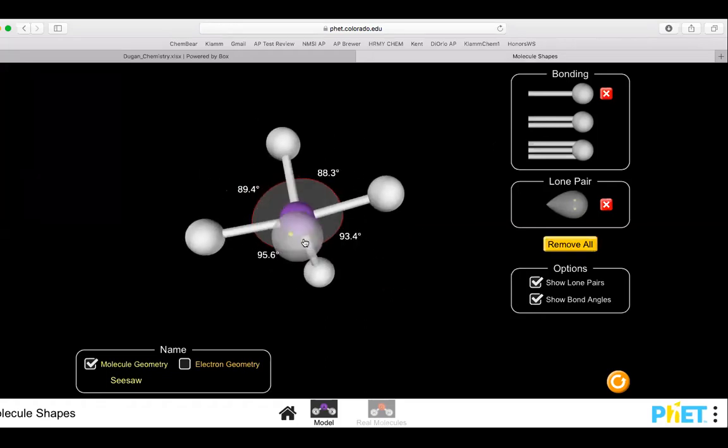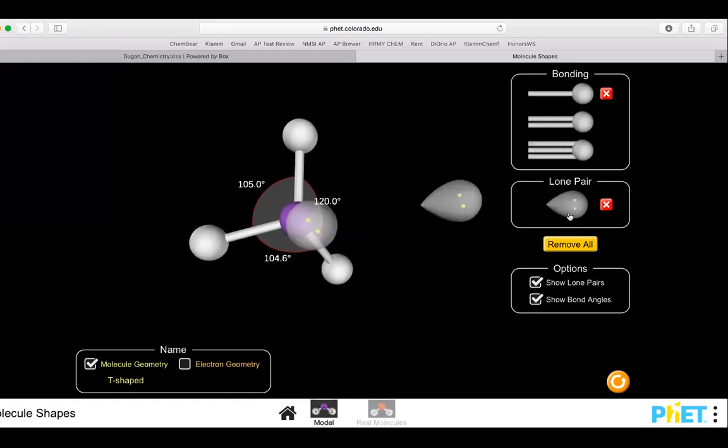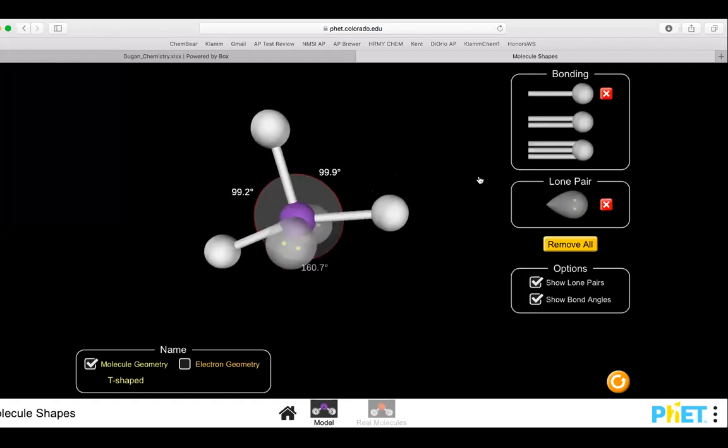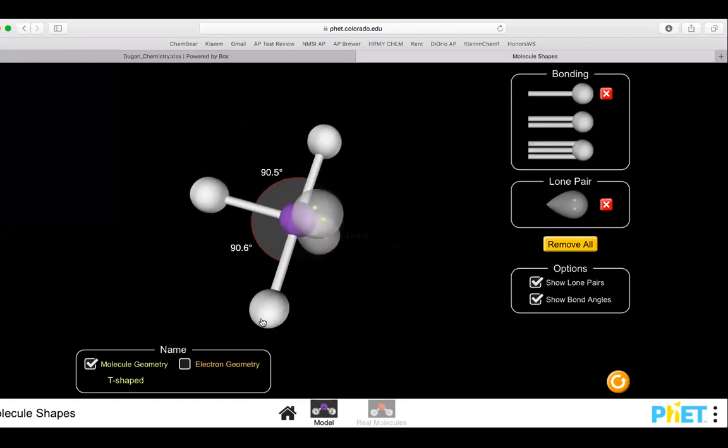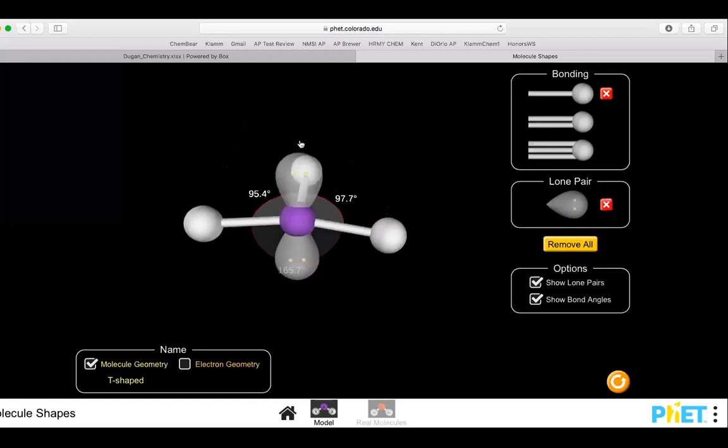And last one, let's remove one more single bond and add another lone pair. And now it is called T-shaped. Why can't I make it look like it's T though?